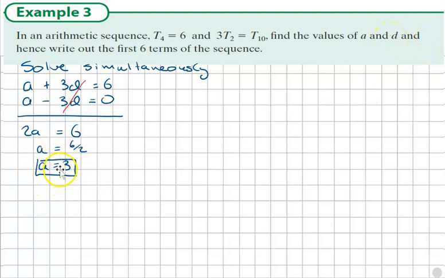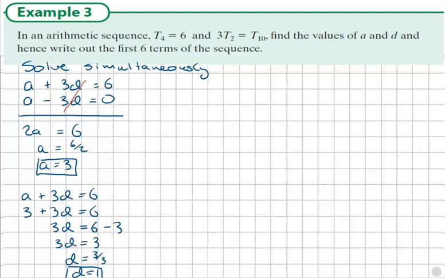So we're going to take a and substitute it into one of our equations. It doesn't matter which one. I'm just going to go with the top one. So we have a plus 3d is equal to 6. So the a becomes 3 because we worked out a to be 3. So 3 plus 3d is equal to 6. So 3d is equal to 6 minus 3 because the 3 comes over the equal sign and becomes minus 3. 6 minus 3 is 3. So 3d is equal to 3, and dividing across by 3, we get 3 divided by 3, which is 1. So the common difference is 1.